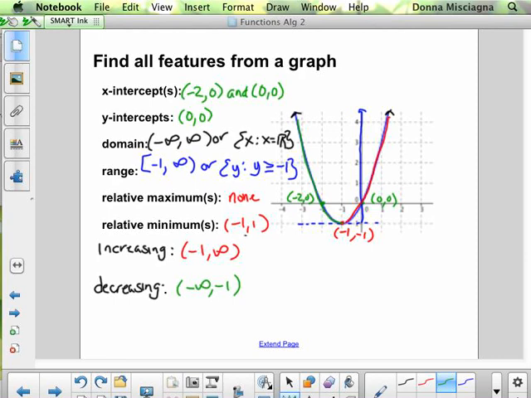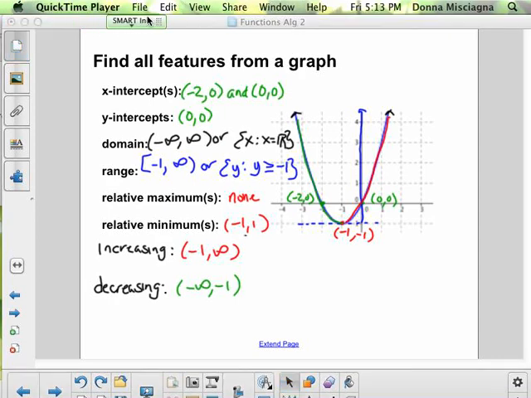All right, let's try the next one. We found everything, all the features. So these are all the features we learned about: x-intercepts, y-intercepts, domain, range, extreme values, and increasing, decreasing. All summed up on one graph. Let's do one more.